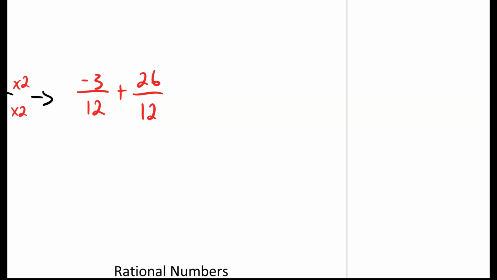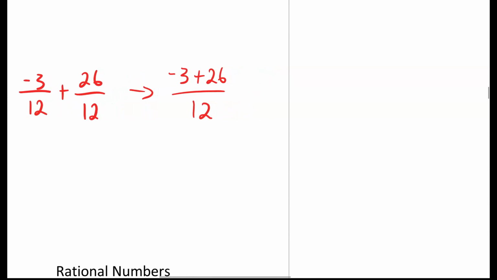Now that we have our common denominator, we're able to turn these two fractions into one, which will be negative 3 plus 26 over 12. And our last step here is to take negative 3 plus 26, which gives us 23 over 12. Remember that our denominator stays all the way through it. We're only changing the top once we found that lowest common denominator.